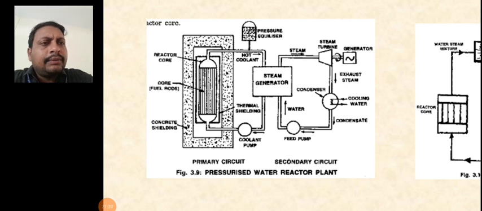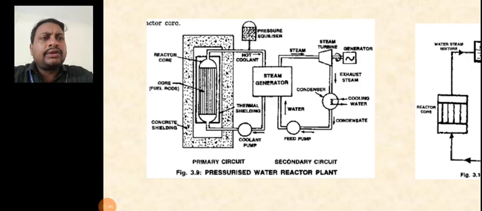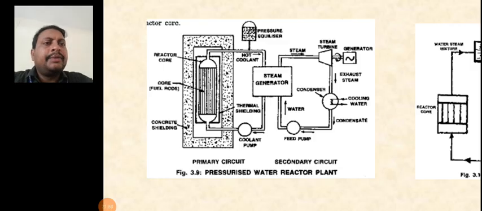From the right side, water comes to the steam generator, and the water becomes steam. That steam strikes and expands in the steam turbine. The turbine starts rotating and mechanical energy is generated. Further, it is converted into electrical energy by using a generator.